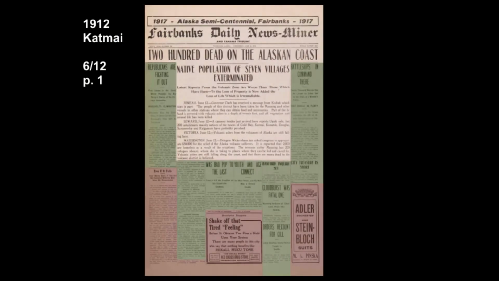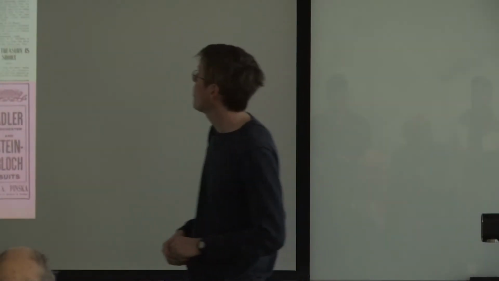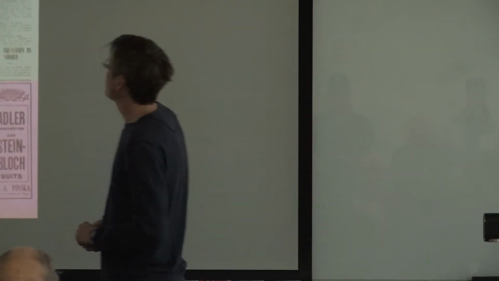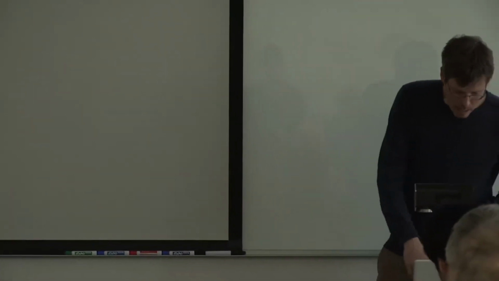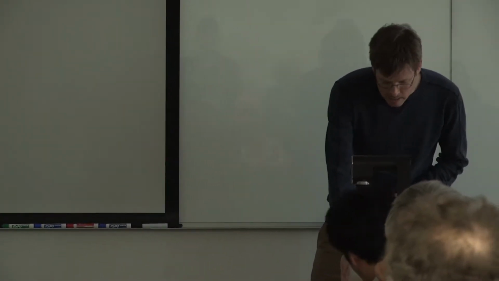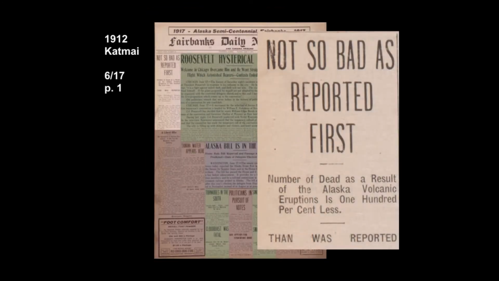So as the story goes on, we've got next day, 200 dead on the Alaskan coast, native population of 7 villages exterminated. Latest reports from the volcanic zone are worse than those which have been to the loss of property and now added the loss of life, which is irrecoverable. Don't get too sad. It didn't really happen. So now there's a story as time goes on. Reports scout loss of life. And then a few days later, still on the front page.